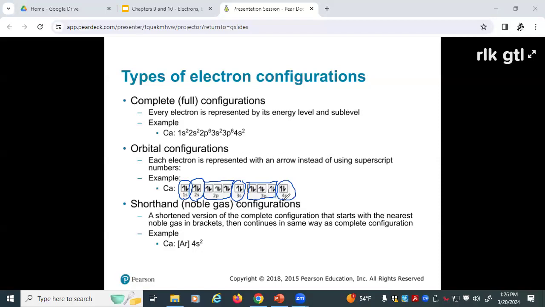And so there is a shorthand that we can use, and we will often use especially when we get to atoms that have many more electrons than we want to write out in the whole form.